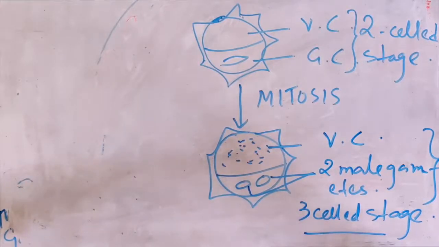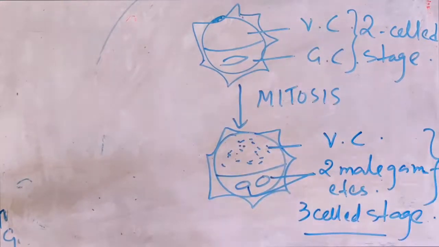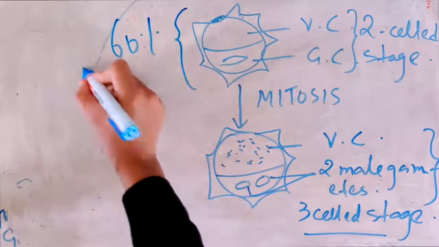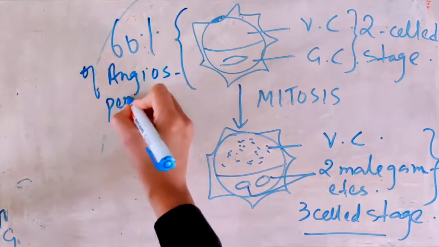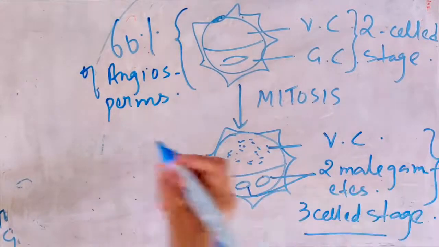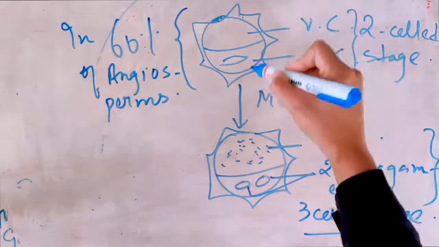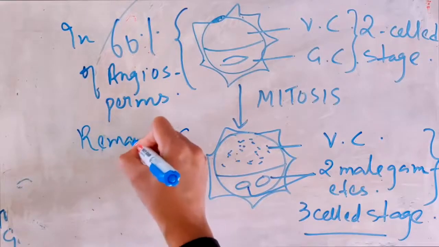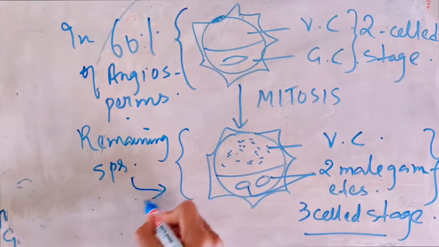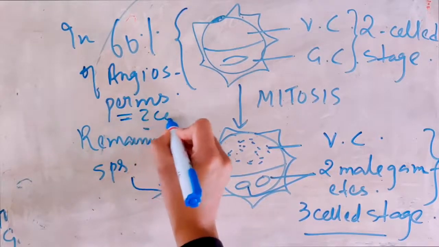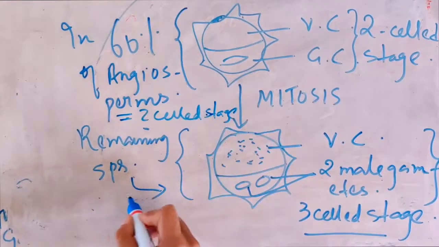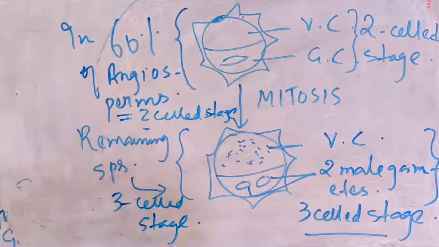So according to the textbook, in over 60% of the angiosperms, angiosperms meaning flowering plants, the pollen grains are released at the 2 cell stage at dehiscence. So 60% of angiosperms release at the 2 cell stage. And the remaining 40% of species release it at the 3 cell stage. At release, we have to mention it.